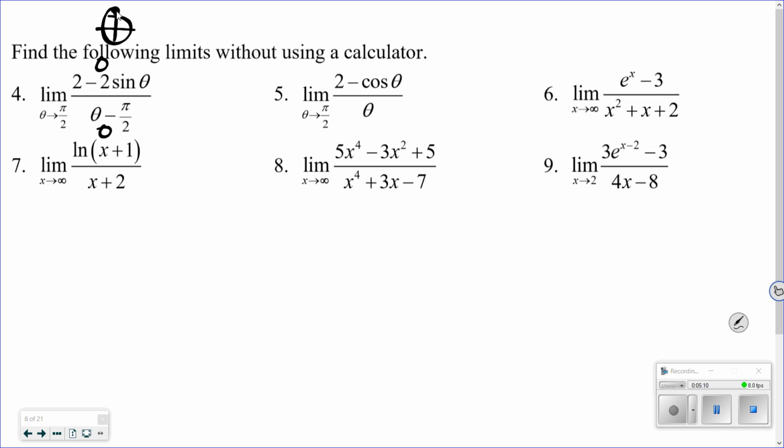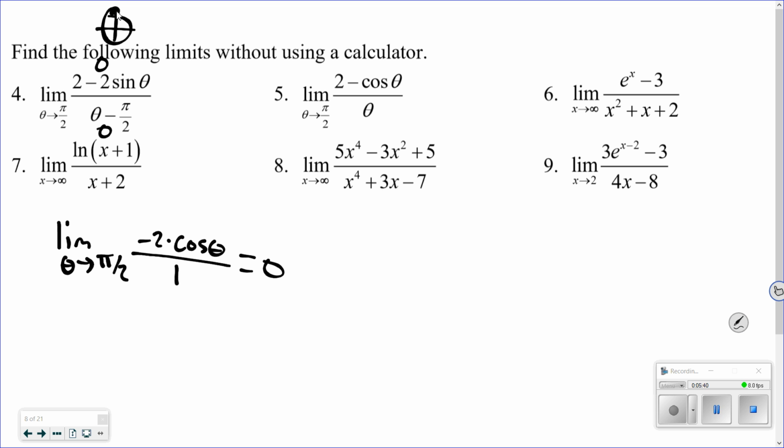So let's take the derivative of the top and the bottom. I'm going to say the limit as theta approaches pi over 2 of the derivative of 2, which is 0. Then I have negative 2 times the derivative of the sine of theta, which is cosine of theta. Then on the bottom, the derivative of theta is 1, and pi over 2 goes away. So I end up with that. Plug in pi over 2 again. Well, the cosine of pi over 2 is 0. Negative 2 times 0 is 0, so my answer comes out to be 0.